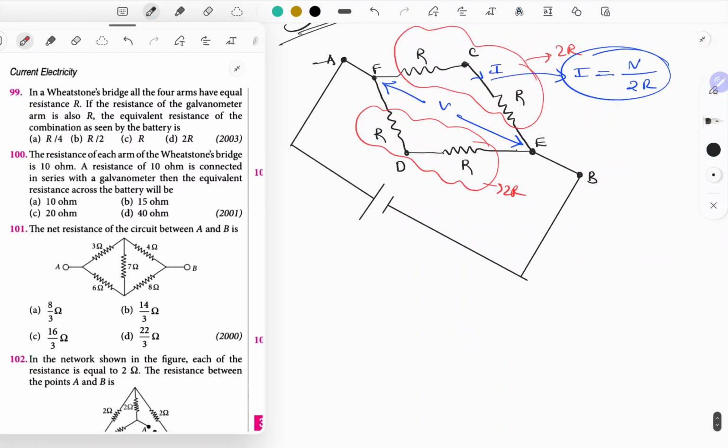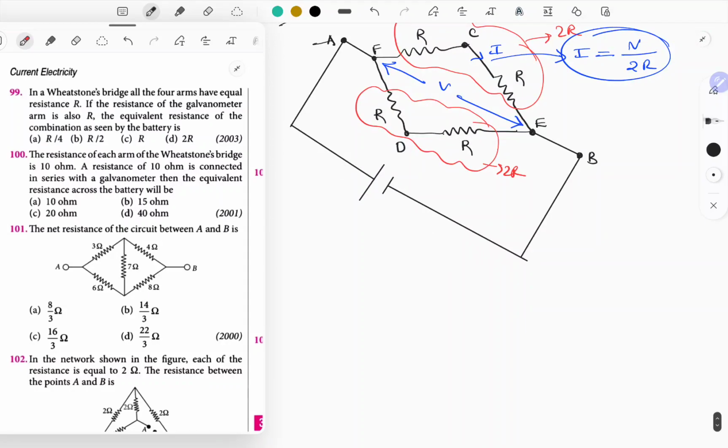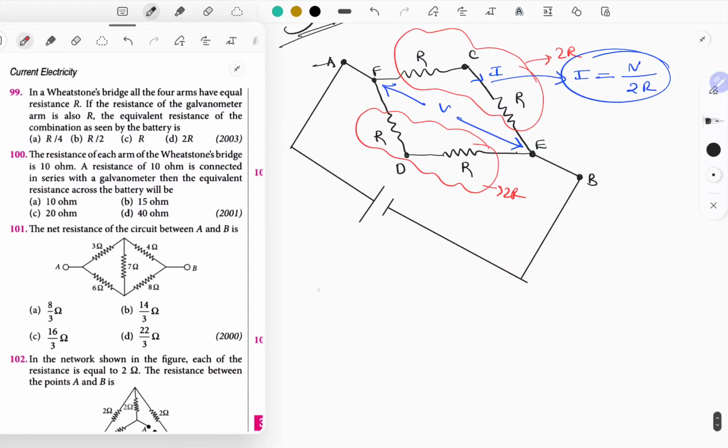In a Wheatstone bridge, all the 4 arms have equal resistance R. If the resistance of the galvanometer arm is also R, find the equivalent resistance of the combination seen by the battery. As they said, all the 4 arms are of equal resistance. So is that going to be a balanced or unbalanced bridge? That's going to be a balanced bridge.